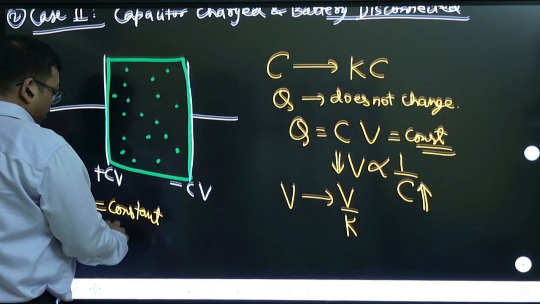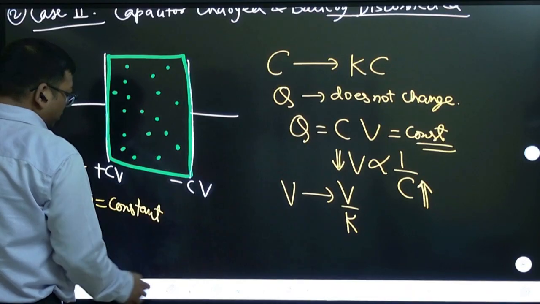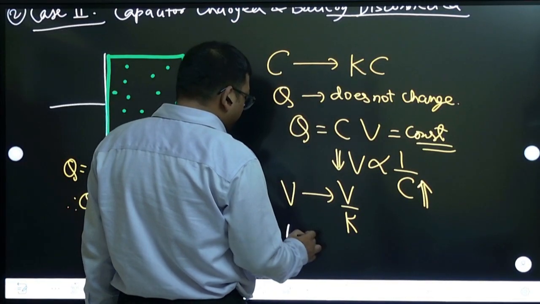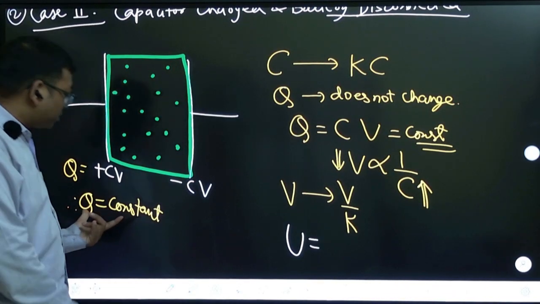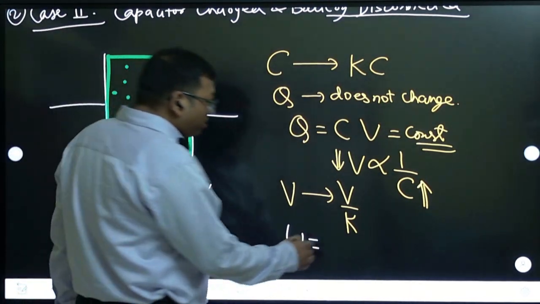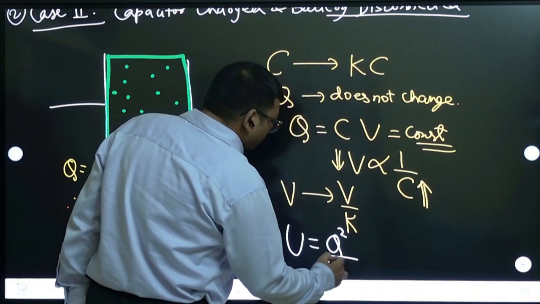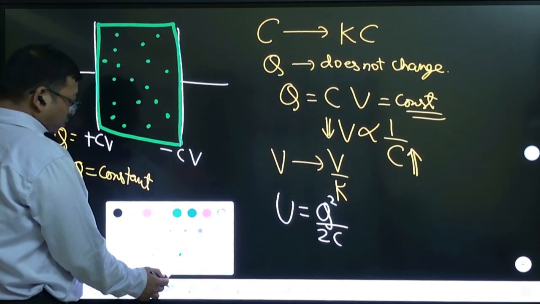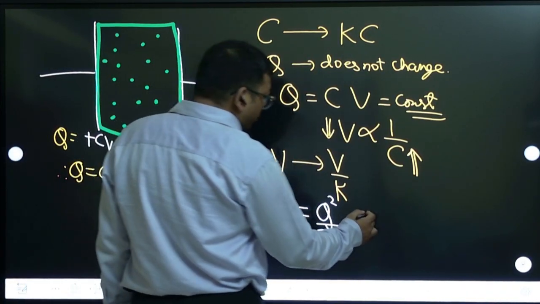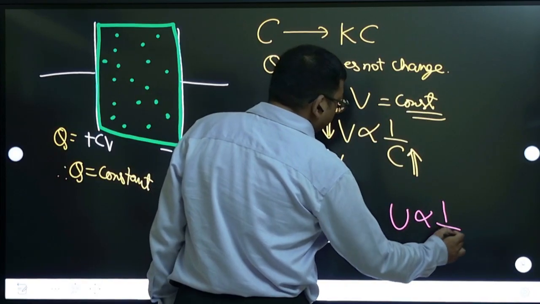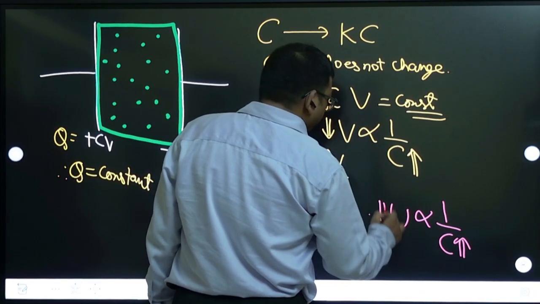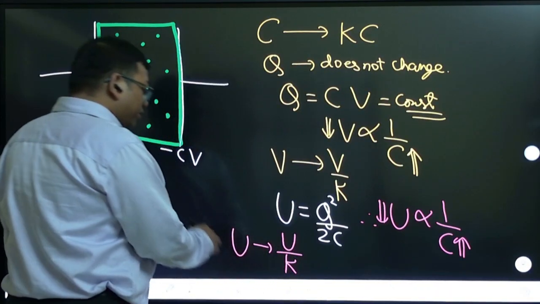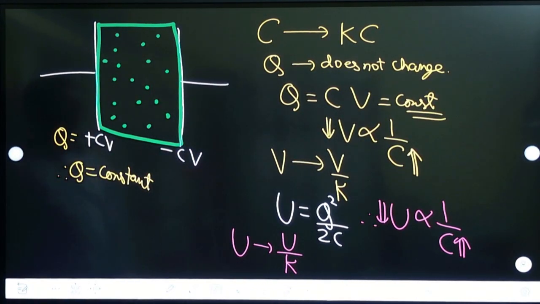Okay. Then what about the field and energy? Let us calculate energy first. Energy was half CV square. Previously energy was there. So the energy formula we have to use in terms of charge. Remember why? Because charge is constant. So we will use Q square by 2C. Here also the same effect will happen because Q is constant, so U is inversely proportional to capacitance. Capacitance is increased, so energy will decrease. If energy was U initially, now energy will be U by K, K times smaller.